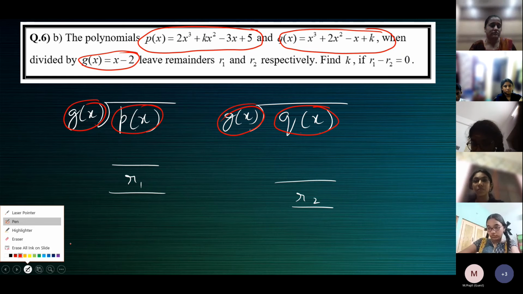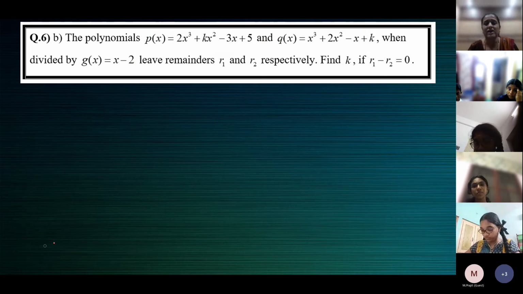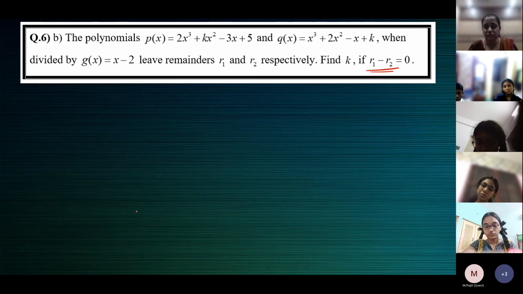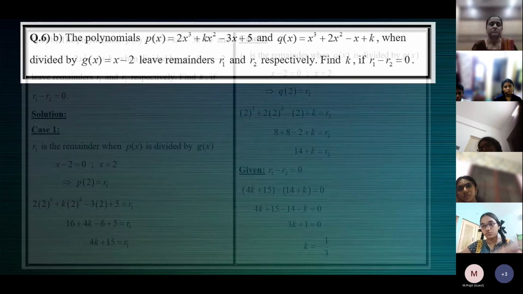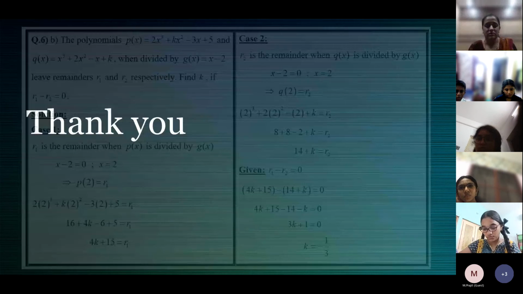The remainders are R1 and R2 respectively. Now, with this information, you need to find the value of K if the condition R1 minus R2 is equal to 0 is given to you. Find K if R1 minus R2 is equal to 0. Again, an important question.